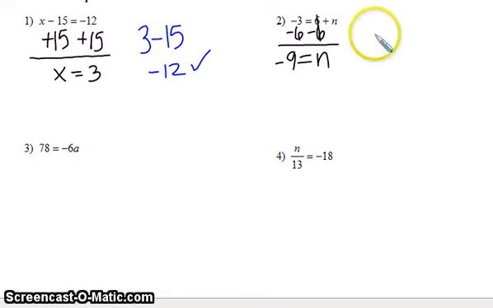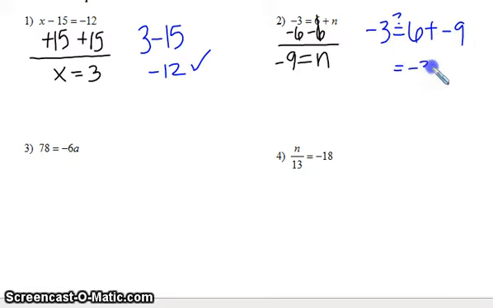Again, you need to check it. So I want to see, does negative 3 equal 6 plus negative 9? When I add 6 and negative 9, I get negative 3, which equals negative 3.